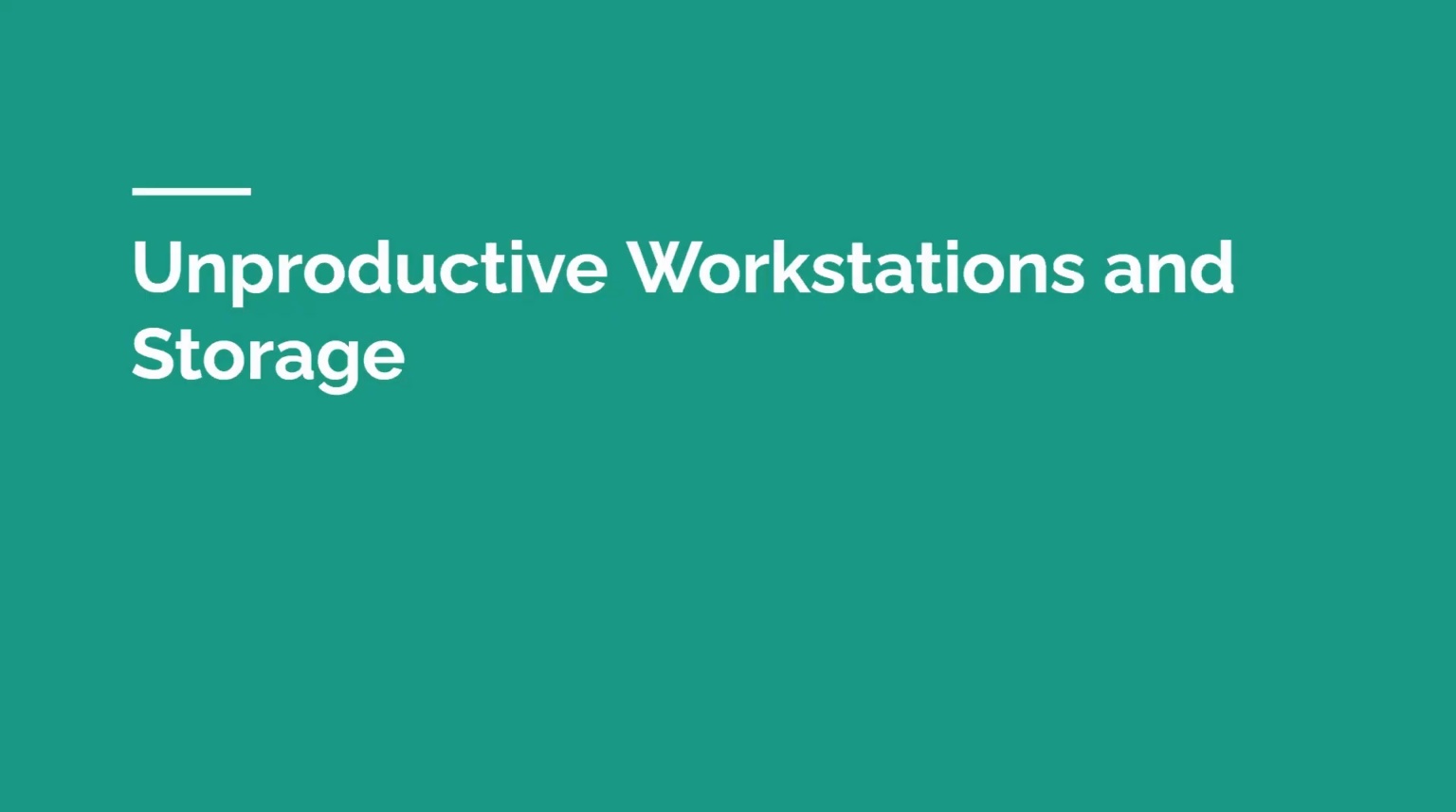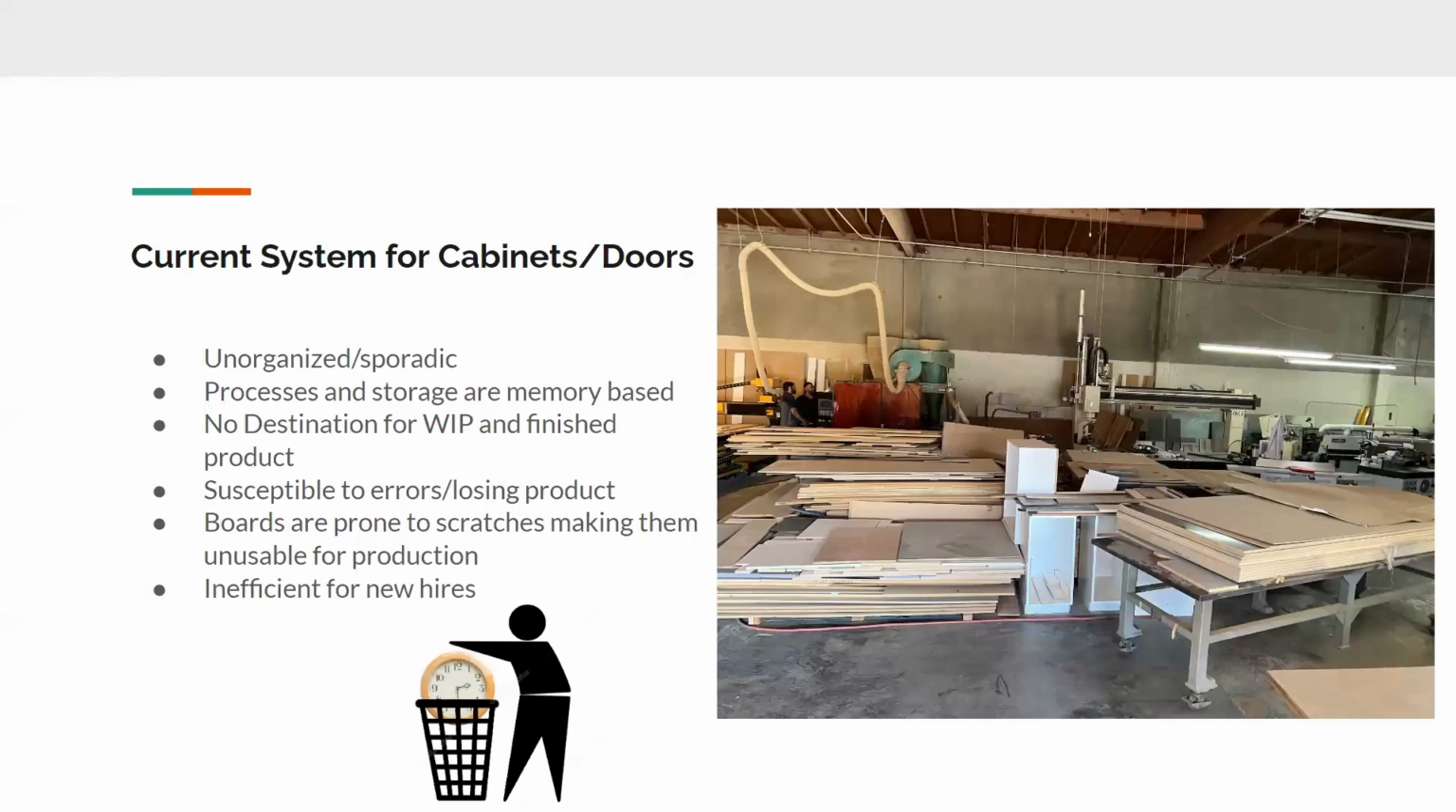So I'll be talking about one of the biggest problems that V10 Construction faces: their unproductive workstations and storage systems. As you can see in the picture here, their workstations and storage solutions are very unorganized and sporadic. The processes used are all based on memory, and there are no designated markers or placement for finished work or work in progress. As you can see here in the picture, they're even using cabinets that are halfway built to store scrap and as an additional workspace. This leaves them susceptible to errors and losing product, which leaves them unable to complete orders.